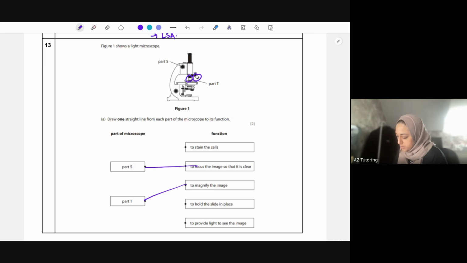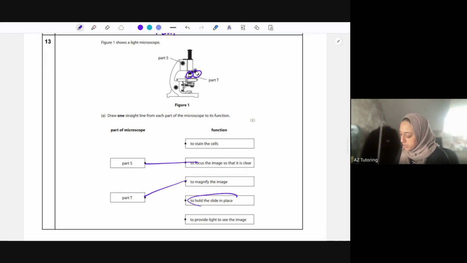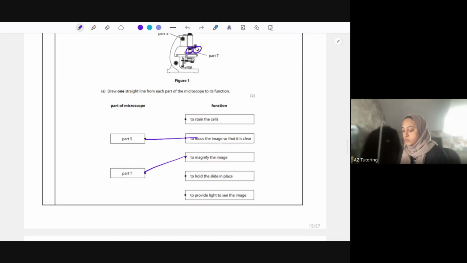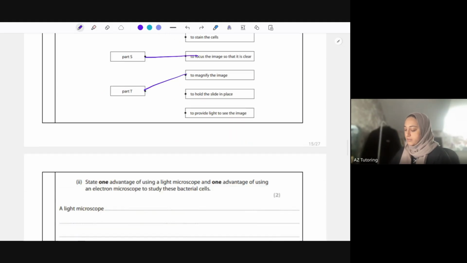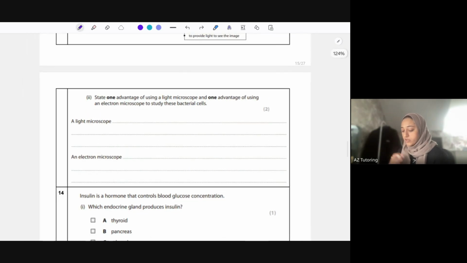To hold the slide in place, that would be the stage. So the stage that's over here. To provide light to see the image, that would be down there. To stain the cells, that's completely different, not even part of the microscope. You do that before the microscope. Okay, we've already kind of spoken about this.